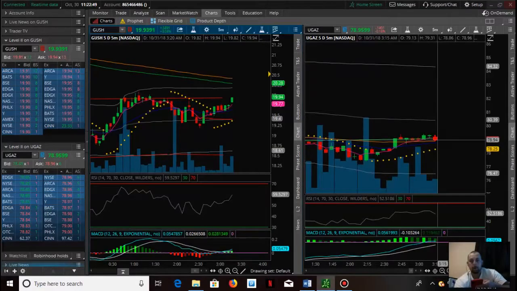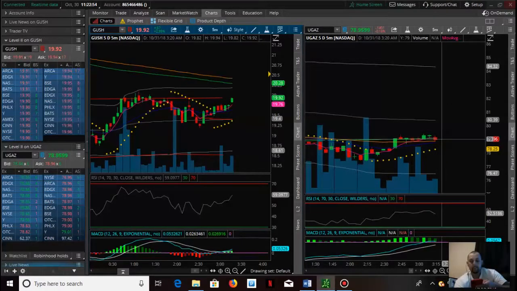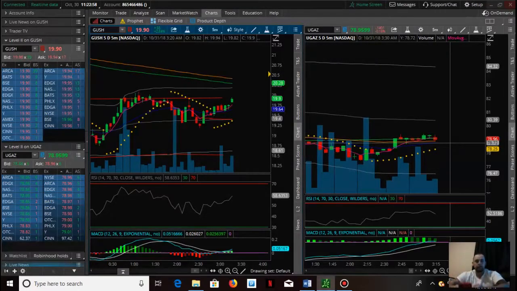I have a position over here in UGAS too. I bought the dip on the exponential as it was pulling back up, so I'm hoping this continues to pull back up. That would be great. If it does, that would be awesome. If not, oh, what do you do?